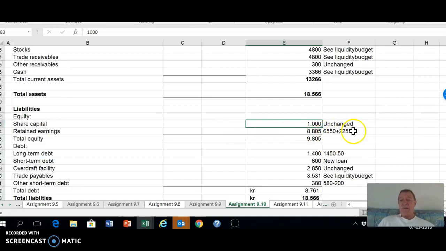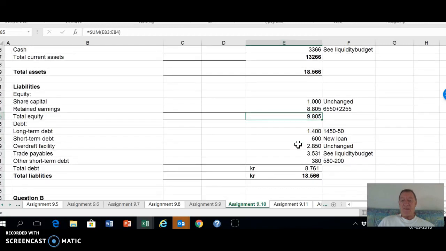Then our share capital is unchanged, and retained earnings increase from 6,550 to 8,805 because we have to add the profit for the year. So total equity is 9,805, and then we have long-term debt. It decreased by 50, so it's 1,400. We have a new loan of 600, overdraft facility, what we are allowed to draw on our bank is unchanged to 850.